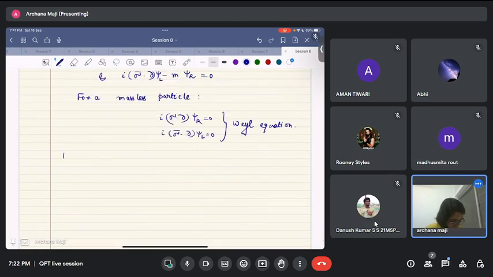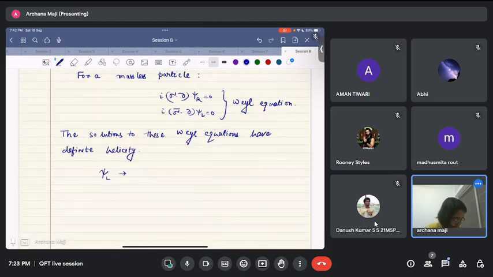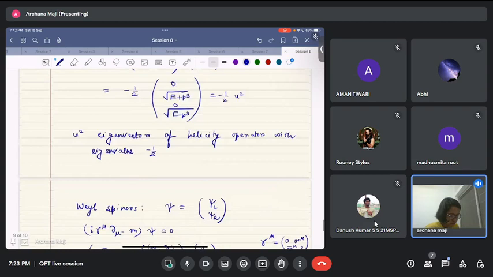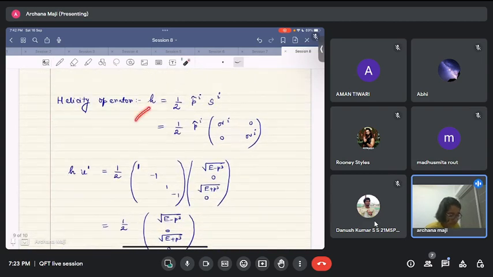So the point is that the solutions to the Weyl equation have definite helicity because these are for massless particles. No matter which frame of reference you see, they have definite helicity, and this is why psi L is called the left-handed Weyl spinor and psi R is called the right-handed Weyl spinor. This is just what I wanted to point out, because when I was writing, someone was asking what this handedness is. Handedness is this helicity eigenvalue corresponding to the helicity operator. If it is plus, it's left-handed, minus, right-handed.